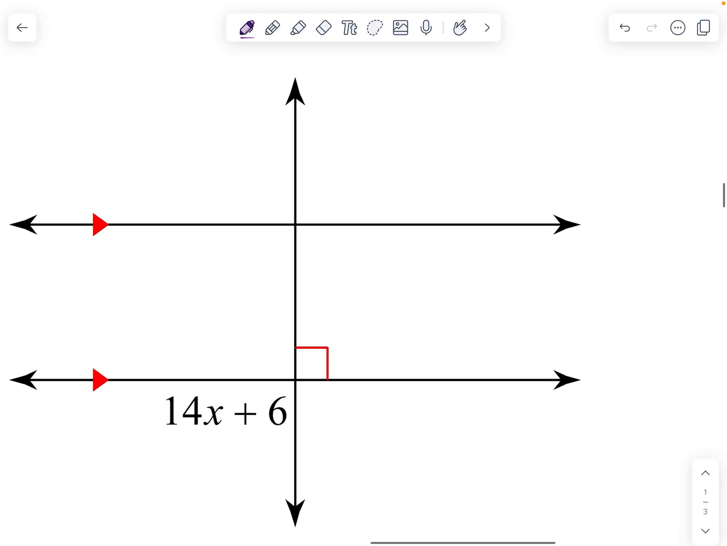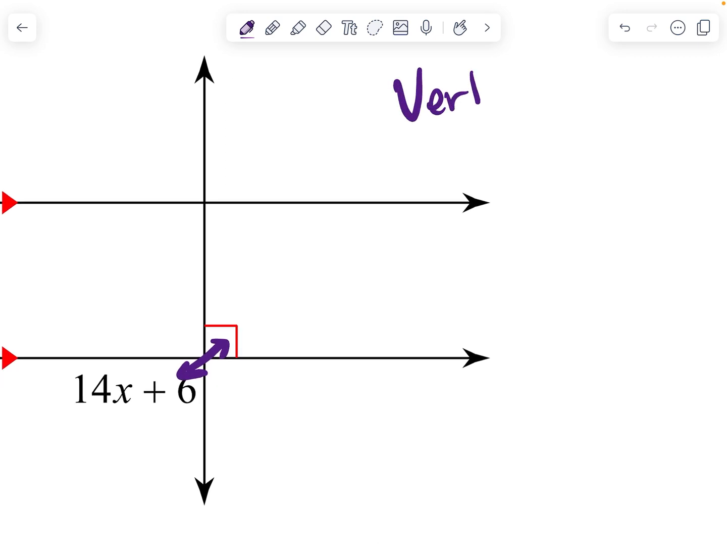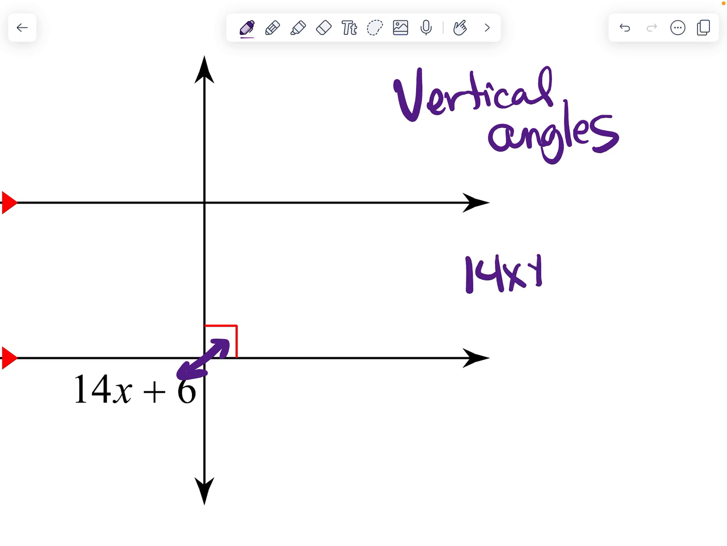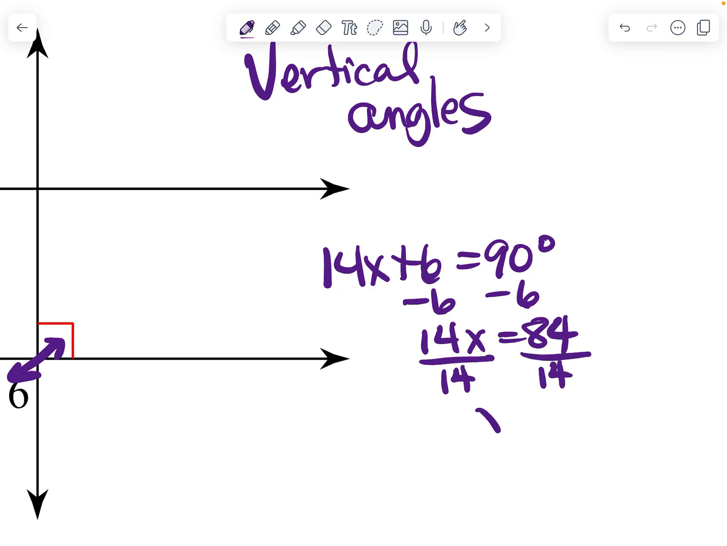Next one. Those are vertical angles. They're right across from each other. They are vertical angles, and all vertical angles are congruent to each other. So 14x plus 6 equals 90 degrees. So I subtract 6 from both sides. I get 14x equals 84. I divide by 14 on both sides. I get x equals 6.